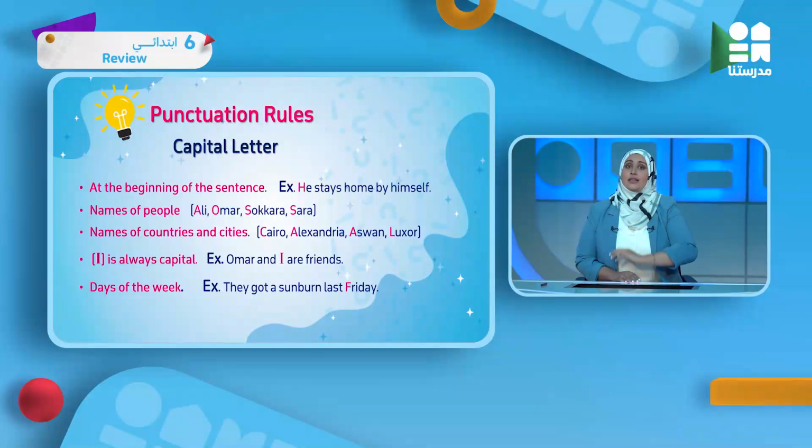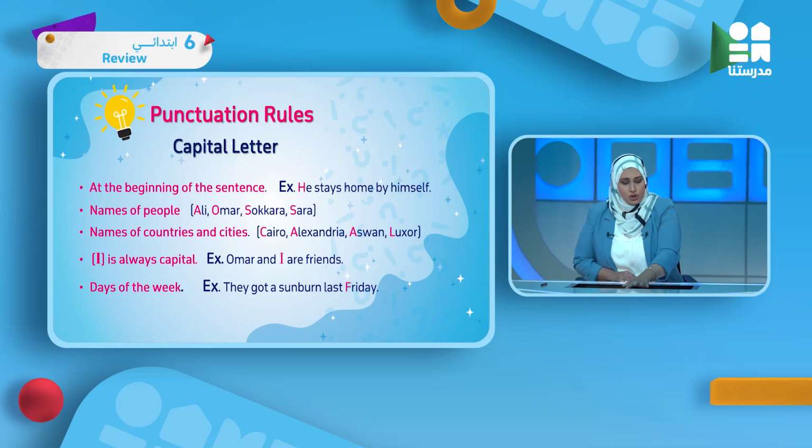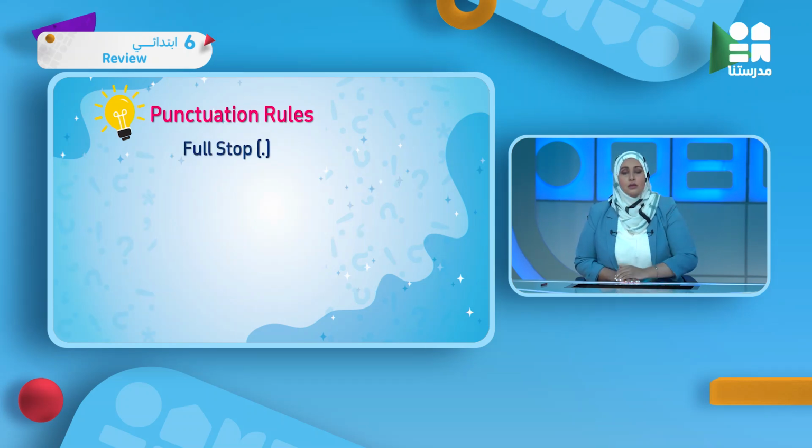بننطق ازاي الكلمة دي؟ بنقول punctuate. Punctuate. Okay? طيب. The last thing in the capital letter, days of the week. أيام الأسبوع والشهور لازم يكتبوا capital. Sunday, Monday, January, March. كل ده لازم يكتب capital. Okay? So days of the week أيام الأسبوع والشهور برضو. So they got a sunburn last Friday. Friday الF capital.